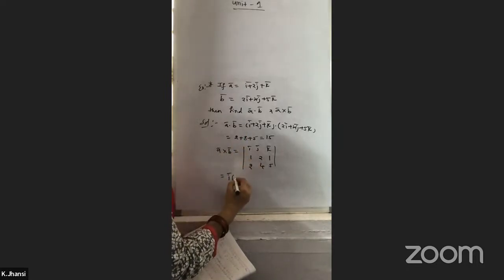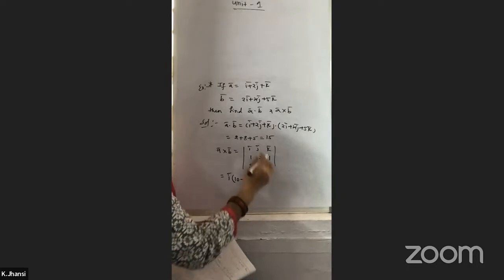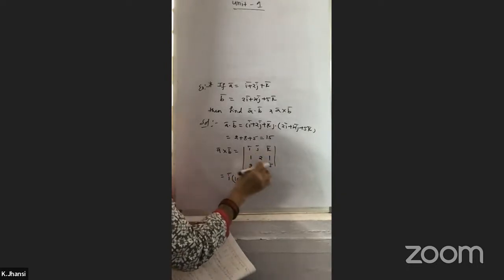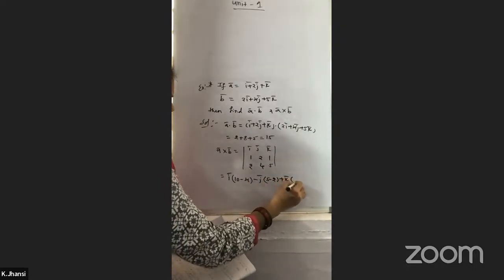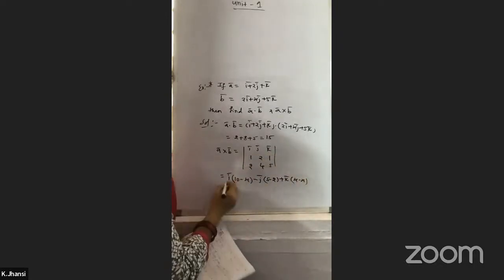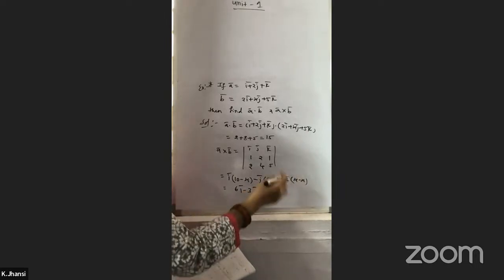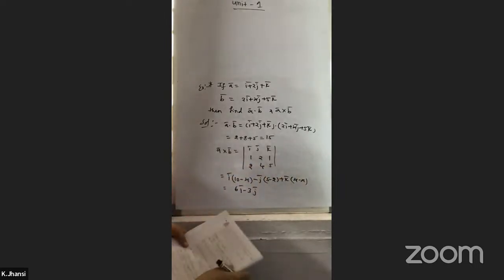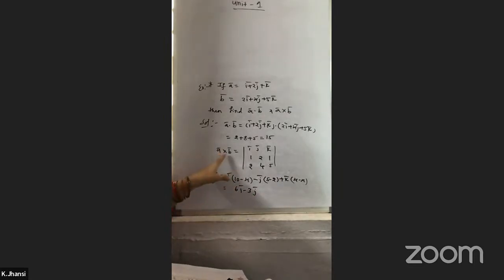So 5 2s are 10 minus 4. Next one is minus j into, if you eliminate this column and this row, 5 minus 2, and plus k vector into 4 minus 4. So 10 minus 4 means it is 6i. 5 minus 2 is 3, so minus 3j. And here 4 minus 4 is 0, and 0 into that vector means we'll get 0 value. So 6i minus 3j is the resultant vector of A cross B.